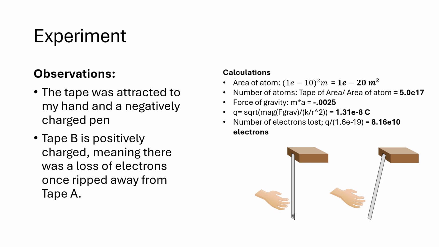Some calculations that we made were: the area of the atom, which was 1 × 10^-20 meters squared; the number of atoms, which was 5.0 × 10^17; the force, which was simply mass times acceleration, equaling negative 0.0025; Q, using Coulomb's law, which equaled 1.31 × 10^-8 coulombs; and the number of electrons, using the equation below, which equaled 8.16 × 10^10 electrons.